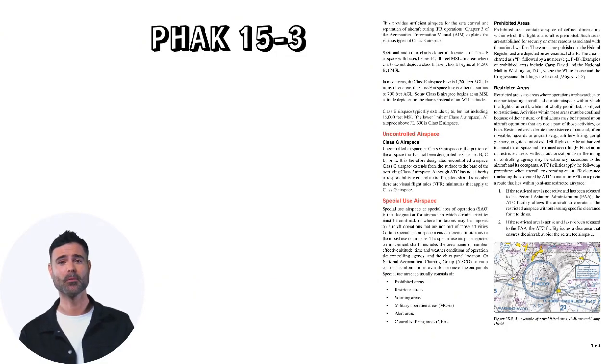1. If the restricted area is not active and has been released to the Federal Aviation Administration (FAA), the ATC facility allows the aircraft to operate in the restricted airspace without issuing specific clearance for it to do so. 2. If the restricted area is active and has not been released to the FAA, the ATC facility issues a clearance that ensures the aircraft avoids the restricted airspace.